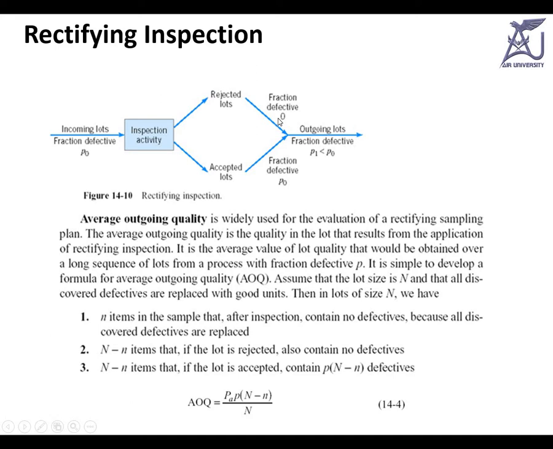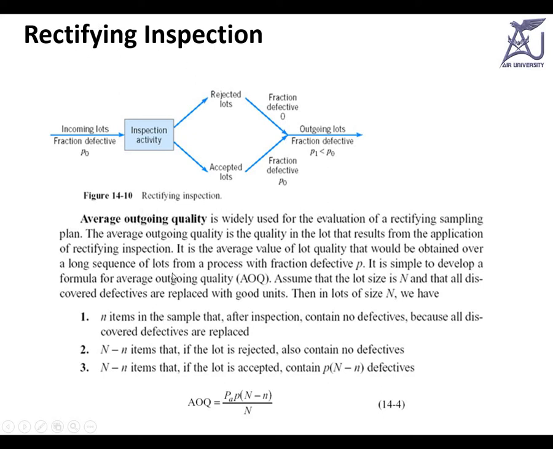The rejected lots now have no defective percentage, so all of them are of very good quality because we have already replaced them. So now the outgoing lot will have a fraction defective equal to P1, which will of course be lesser than P0. So what is the average outgoing quality once you have started the rectifying inspection?